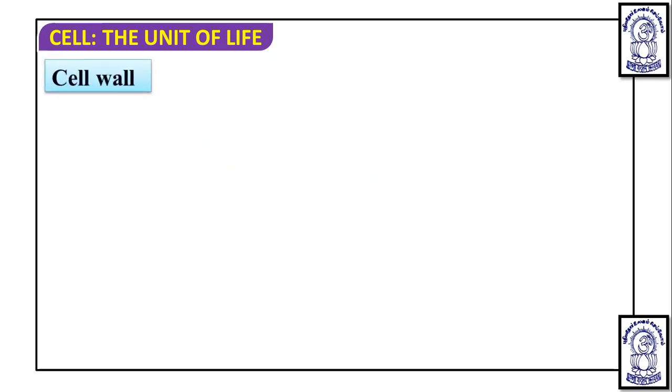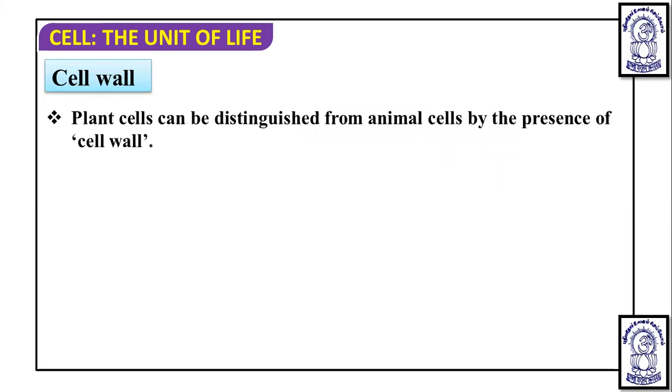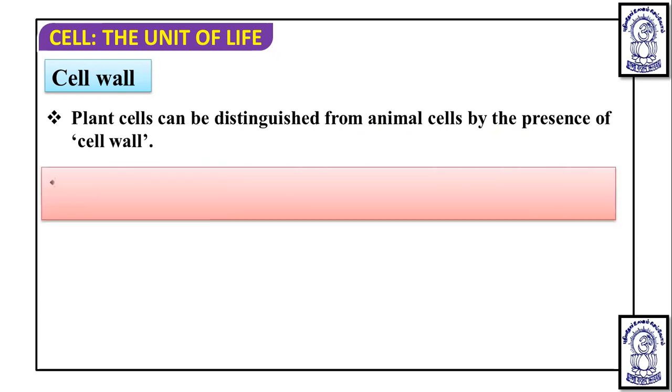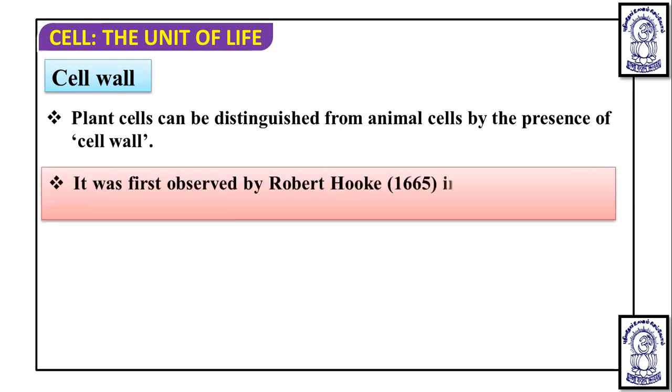So first, if we talk about the cell wall, in plants you will see the presence of a cell wall, but not in the animal cell. Plant cells can be distinguished from animal cells by the presence of this cell wall, which is absent in animal cells. And this cell wall was first observed by Robert Hooke in 1665 in cork tissues of the oak tree. It was a Spanish oak.